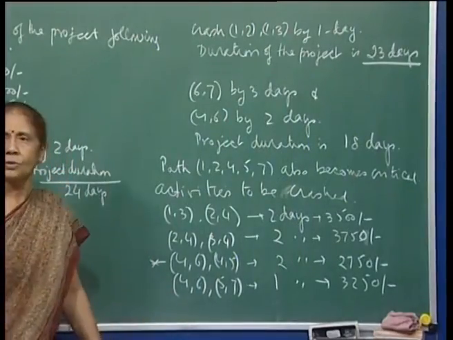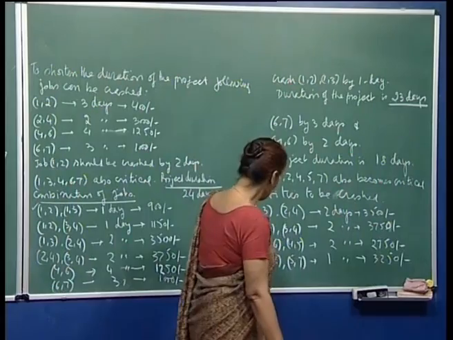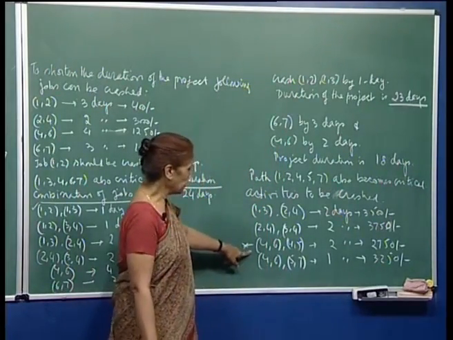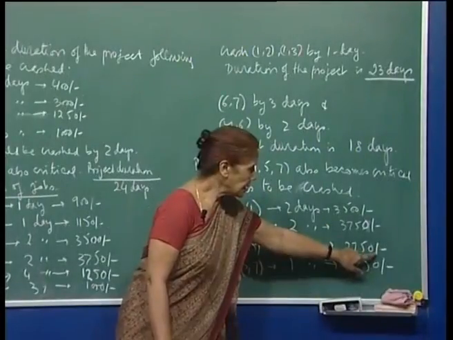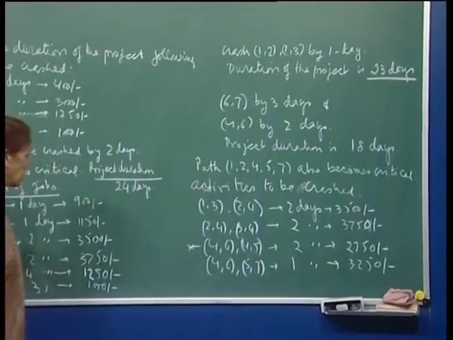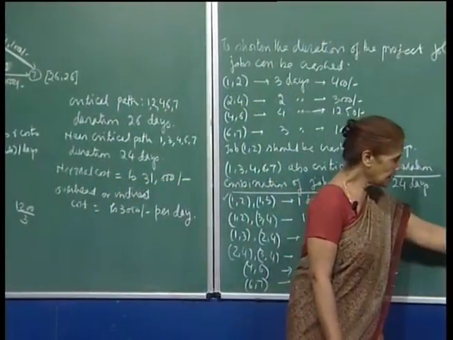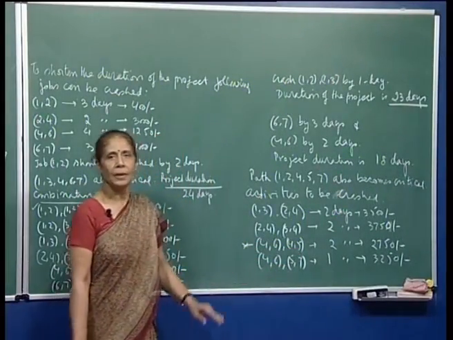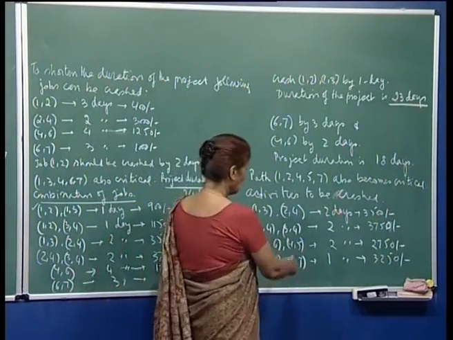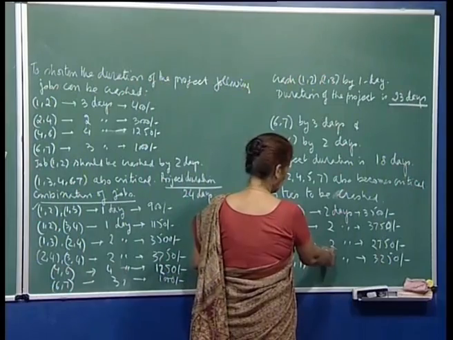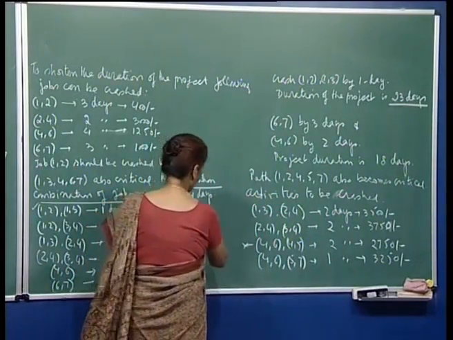So, this way you can just verify for yourself that these are the 4 possibilities in which I can crash all the 3 critical paths, and so here again I will choose this one, 4, 6, 4, 5, because the cost of crashing is 2750, which is less than 3000 rupees. Your overhead cost is 3000 rupees per day. So, I can still crash this set of activities and improve my total cost of completing the project, right.